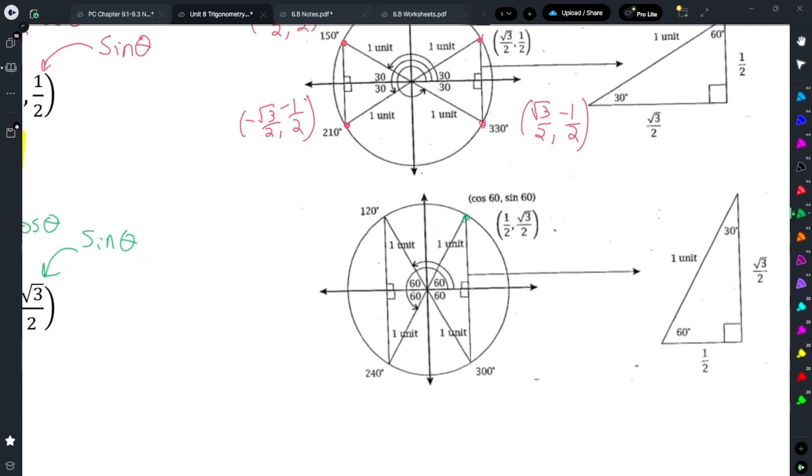So again, quadrant 1, everything's positive. Quadrant 2, x is negative and y is positive. Quadrant 3, both x and y, or sine and cosine, are negative. And in quadrant 4, cosine, or the x, is positive and sine is negative.